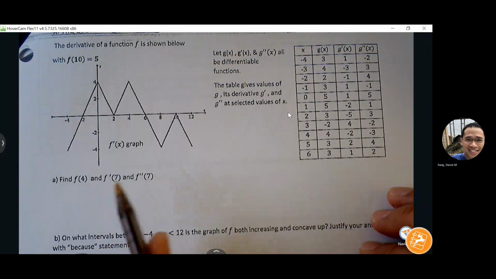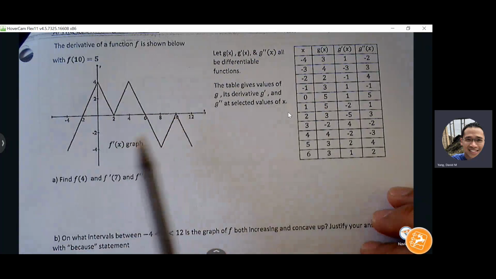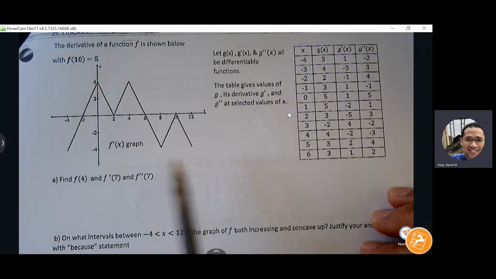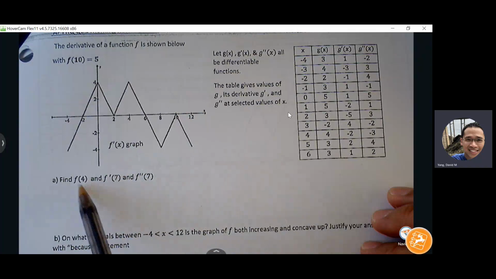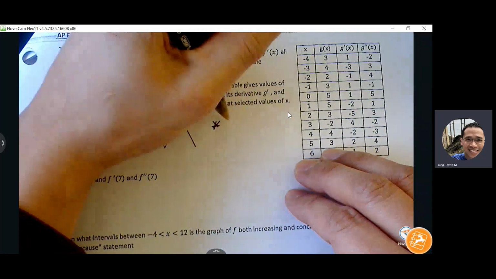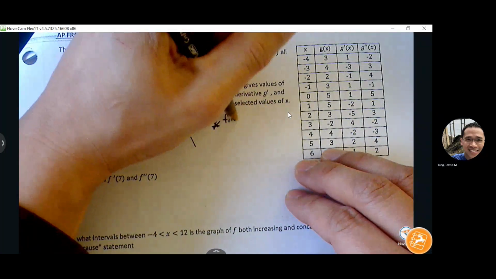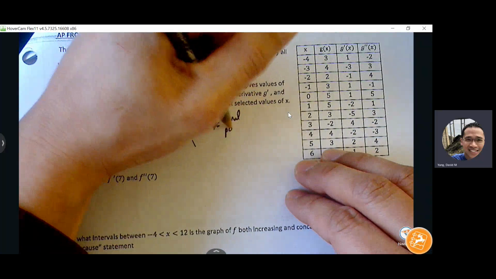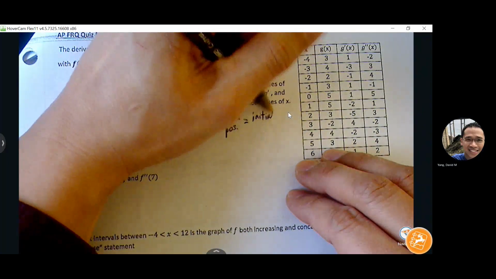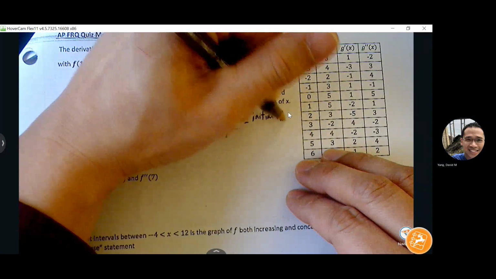So if they give you a derivative graph, like in this case, f prime of x, and they don't give you a formula, and they're asking you to find the antiderivative at a point, then you've got to use this formula here. My final position, or any final position I'm looking for, is equal to the initial plus displacement.